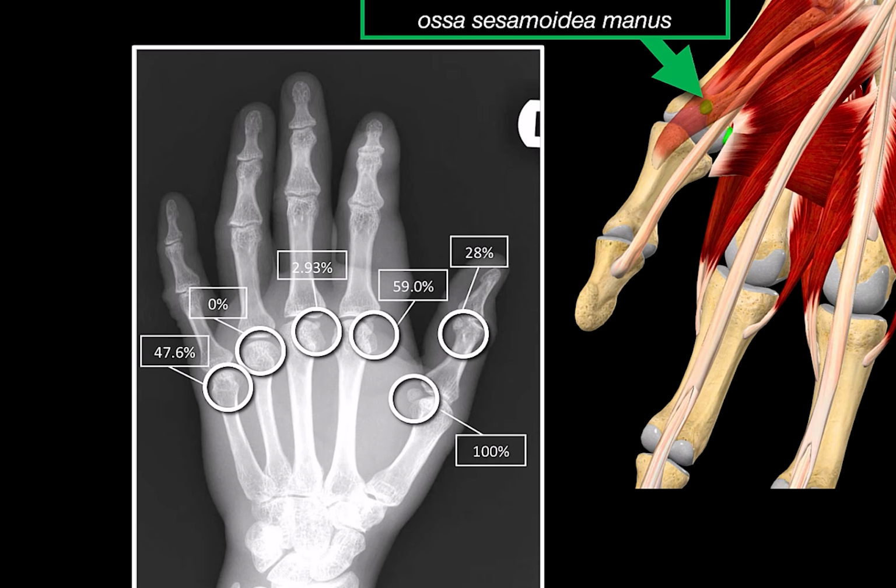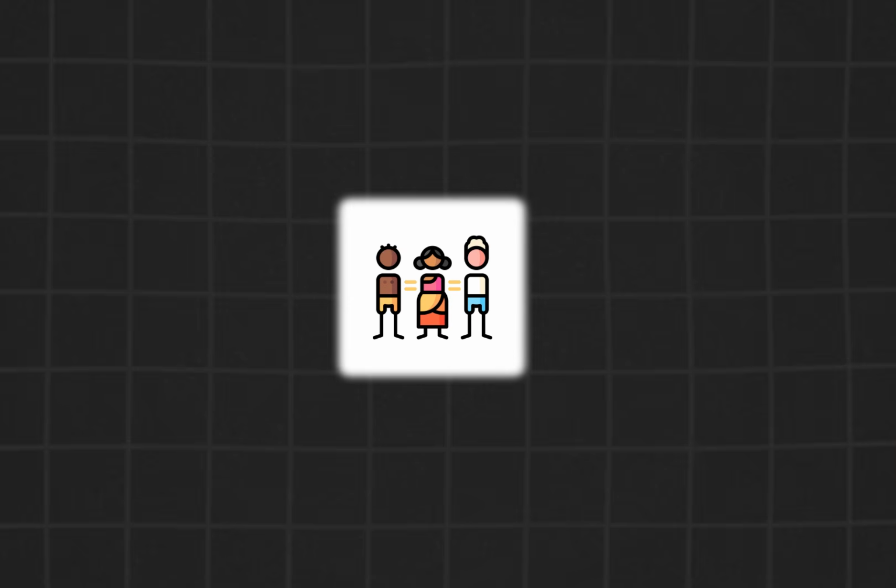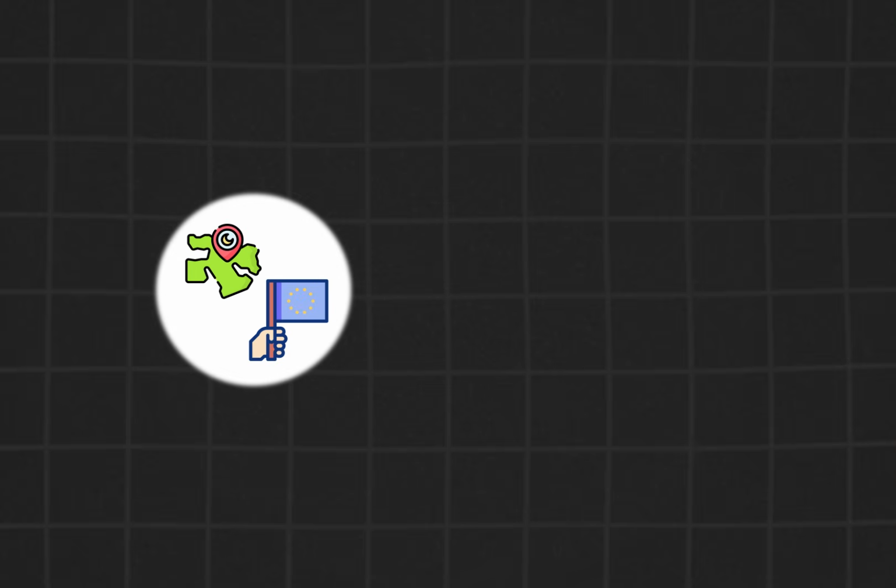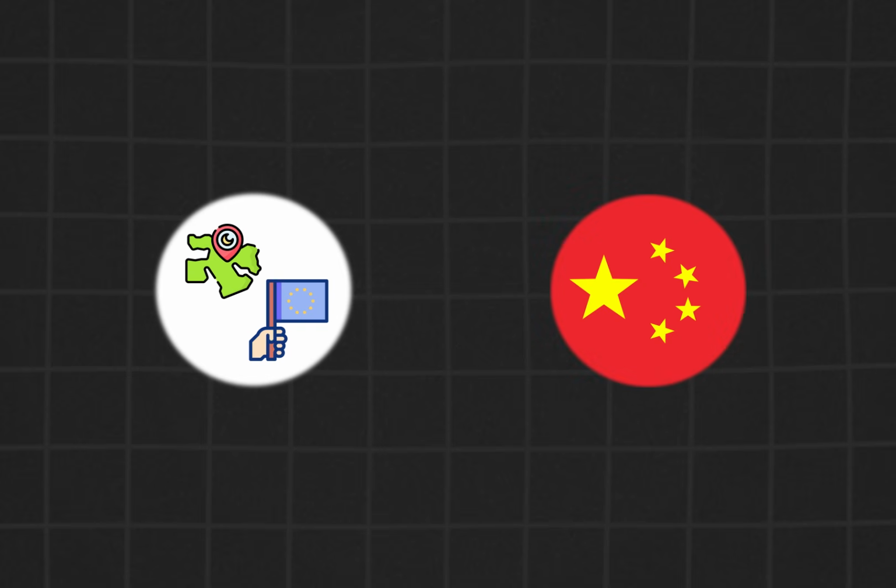What's even more interesting is that the distribution of the sesamoid bones was exactly the same in both hands in every case. The study found that these patterns aren't universal. Different ethnic populations have different prevalence rates. For example, compared to Europeans and Middle Eastern populations, Chinese individuals were more likely to have sesamoid bones at the 2nd and 3rd MCP joints.